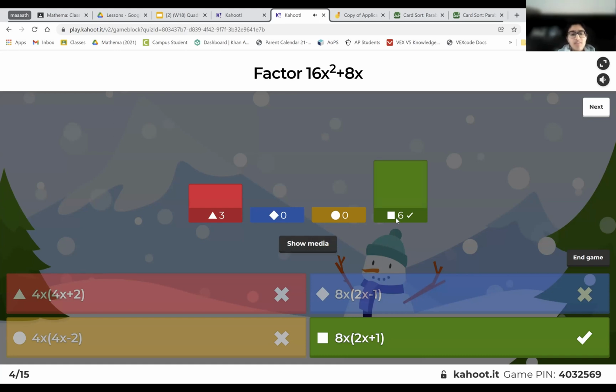Okay, so you would want to factor 8x because that's the greatest common factor of 16x squared and 8x. And when you factor it out, you get 8x times 2x plus 1. You can't factor 2x plus 1 so that all coefficients are integers. So yeah, you get 8x times 2x plus 1.